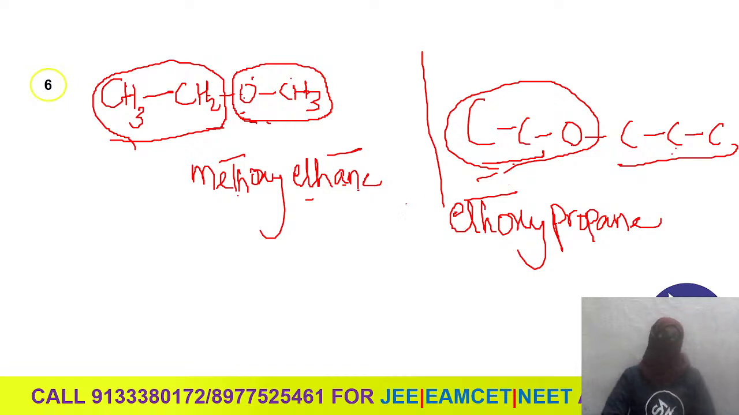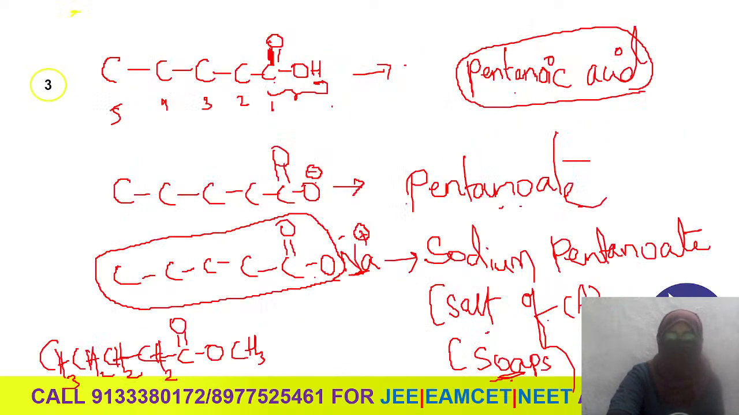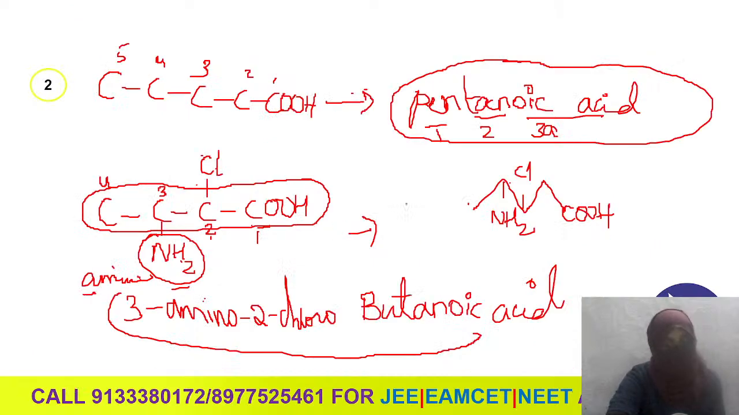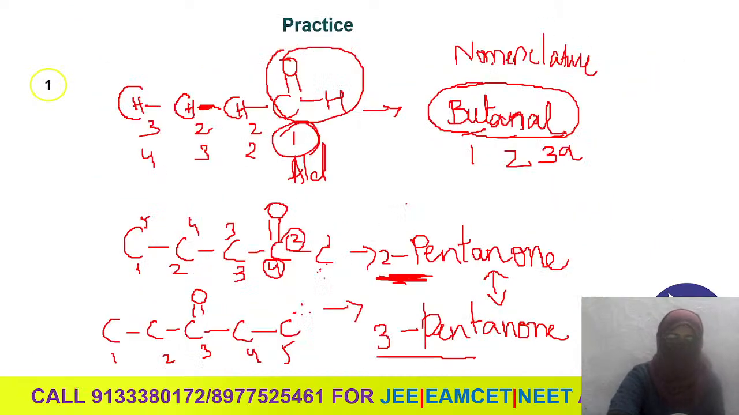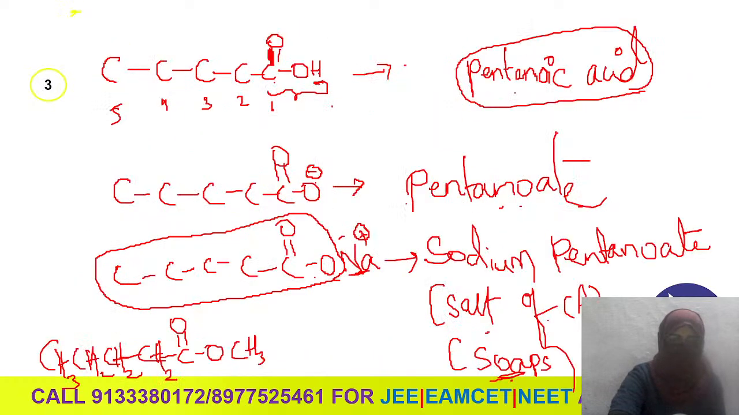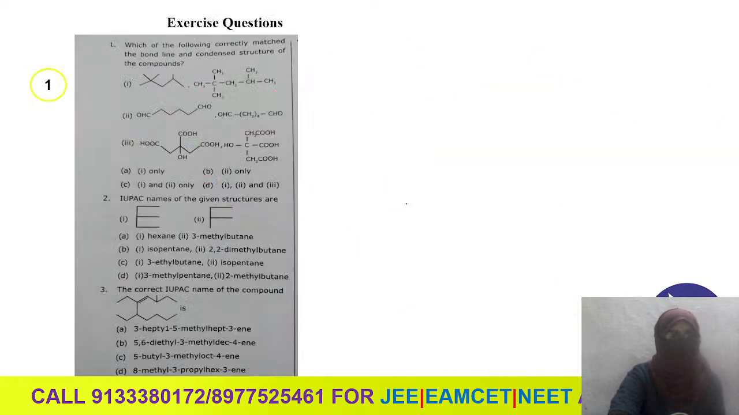Apart from this, others are very easy. Let us go to the practice questions. The things which were differing here are ether names, ester names, and isocyanate names. Only 3 are different. Others, if you follow the 3 steps, definitely you will get to know. Let us practice exercise questions.